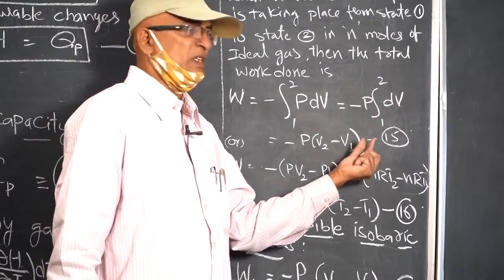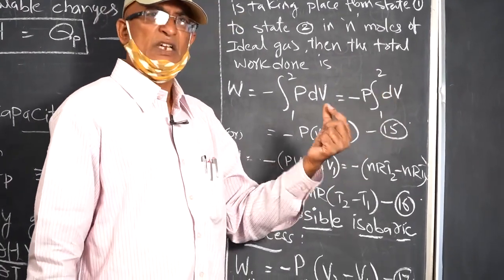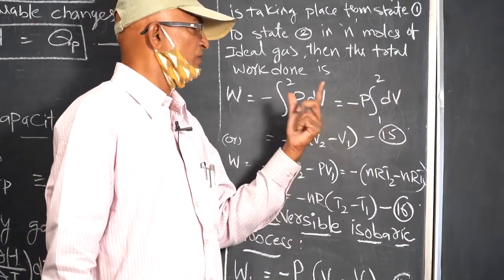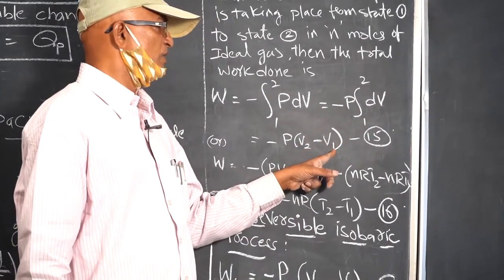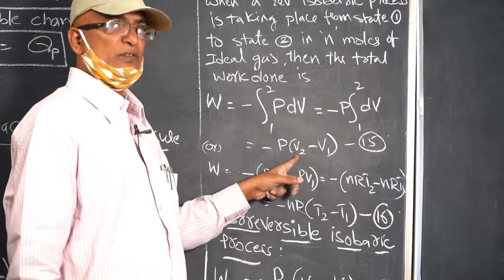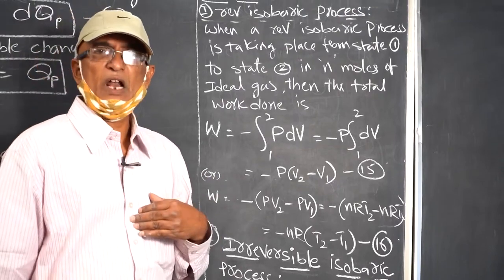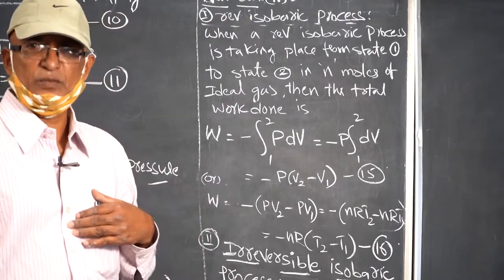V2 minus V1. So, integral 1 to 2 dV is how much? It is integrable, and after integrating it, you will get the value V2 minus V1. In state 1, the volume is V1, in state 2, the volume is V2. So, this is the formula for the work done in any reversible isobaric process.